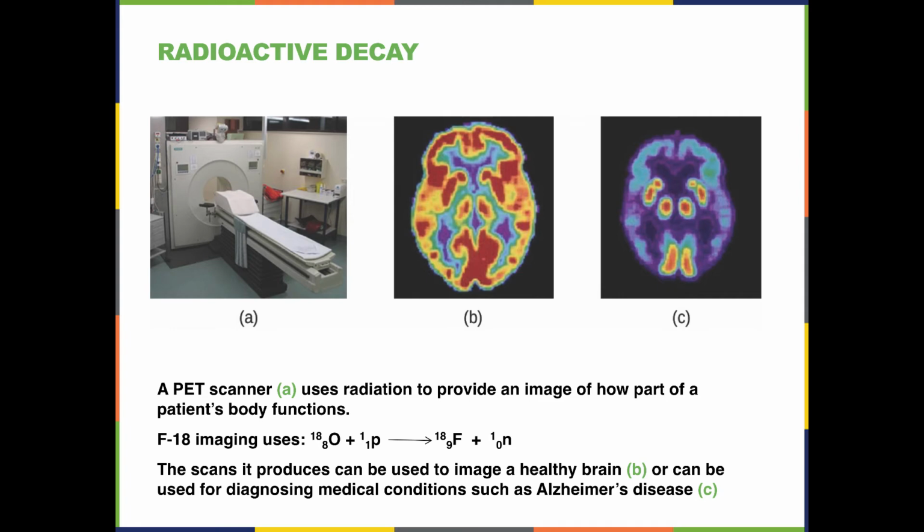The advantage to this scan is it doesn't just show anatomic, but it also shows functional, because it shows those areas that are actively taking up glucose and metabolizing versus those that do not. B here represents a healthy brain, which takes up a lot of glucose when it's working, and C represents an Alzheimer's brain, which because of its dementia has far less metabolic activity.